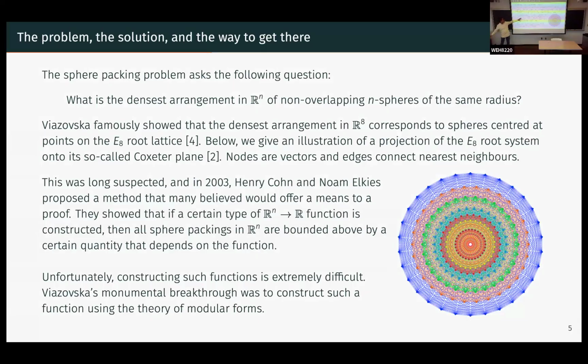What they showed is that if you have a certain function with some special properties, then all sphere packings are bounded above by some upper bound, which is given in terms of that function. So if you find the right function, you find the right upper bound. And if you can show that that upper bound is achieved, you show that you have optimality. I'll go over this in more detail, but the breakthrough is that she constructed such a function using modular forms.